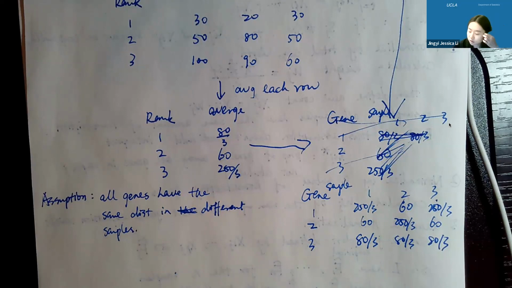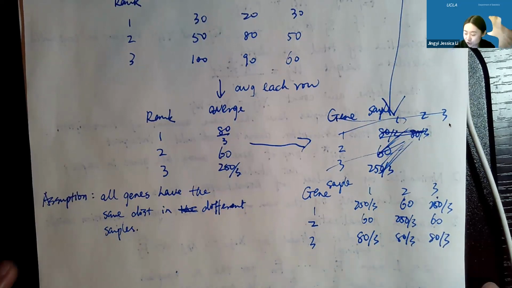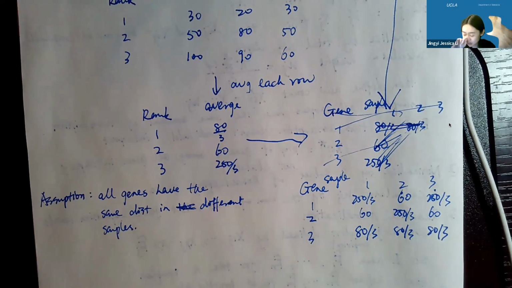So I just want to make sure that we understand that each kind of normalization method has its own assumption. You need to assume something is unchanged so you can normalize based on that unchanged status or unchanged thing. Otherwise, there's no way to do normalization. Hopefully this makes sense to everybody.